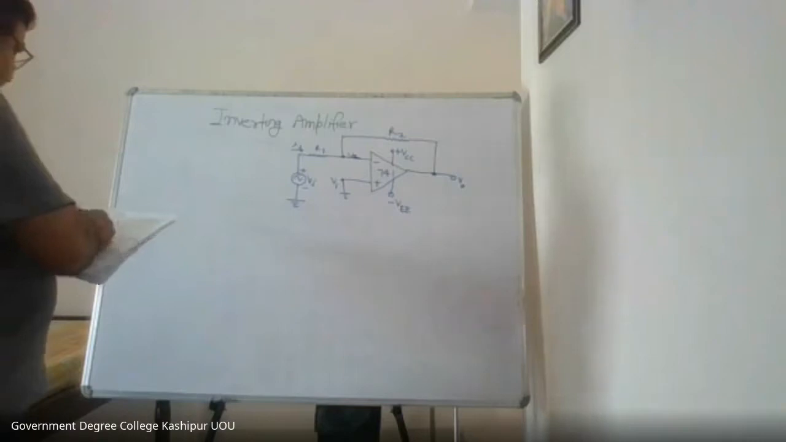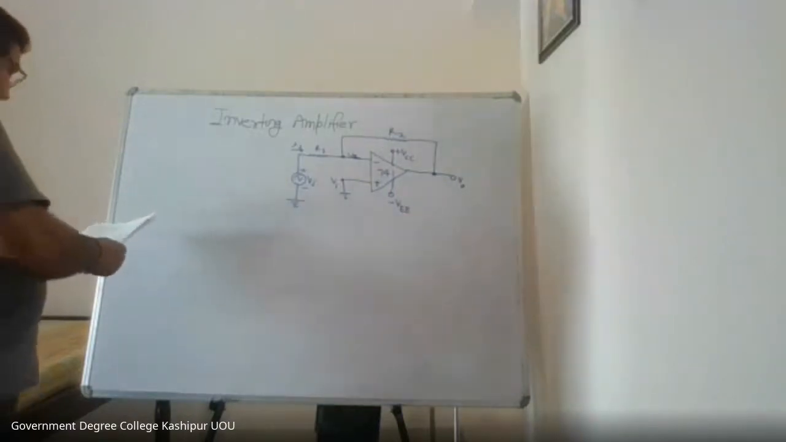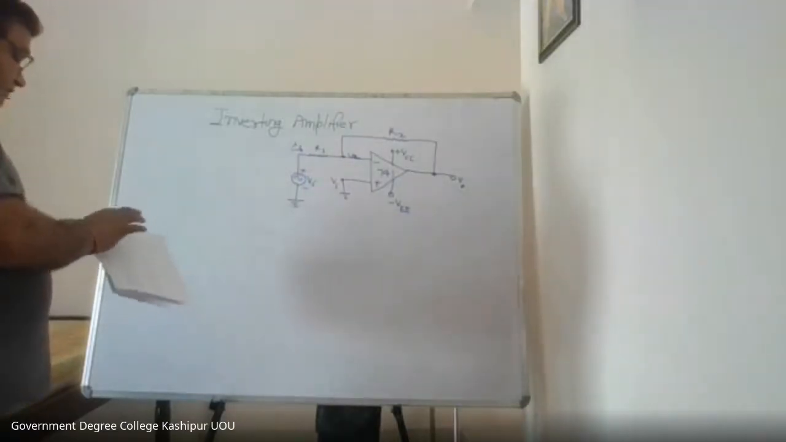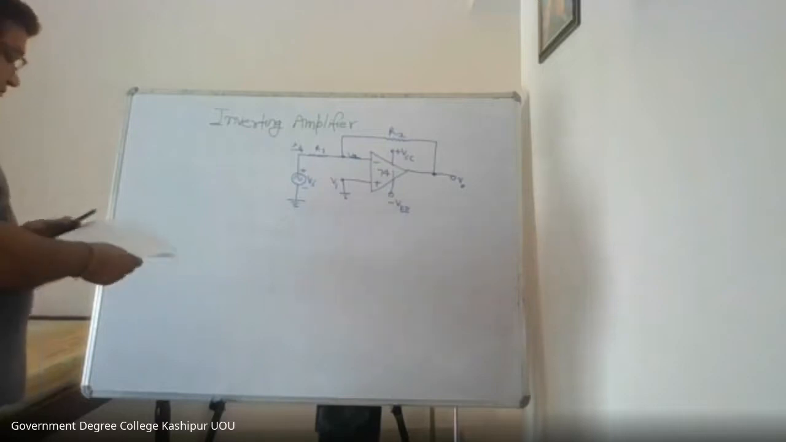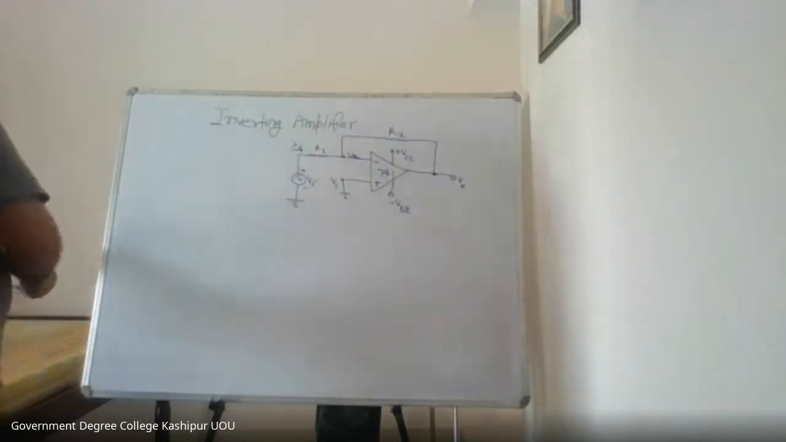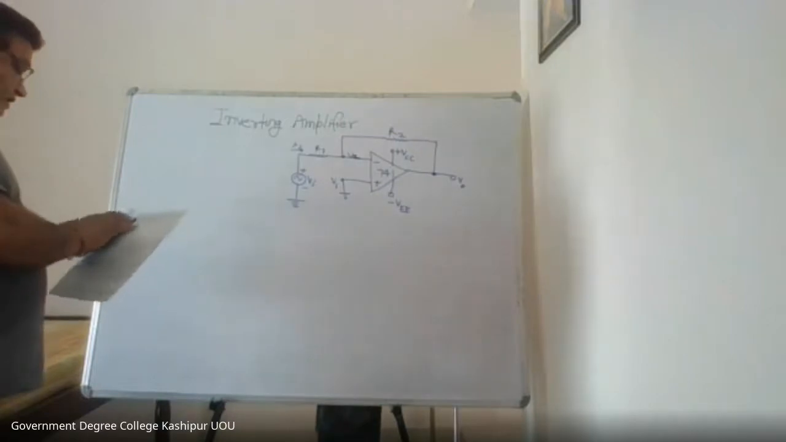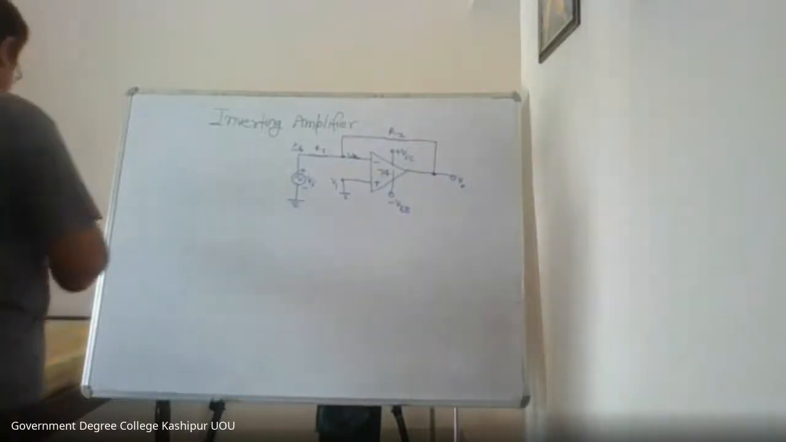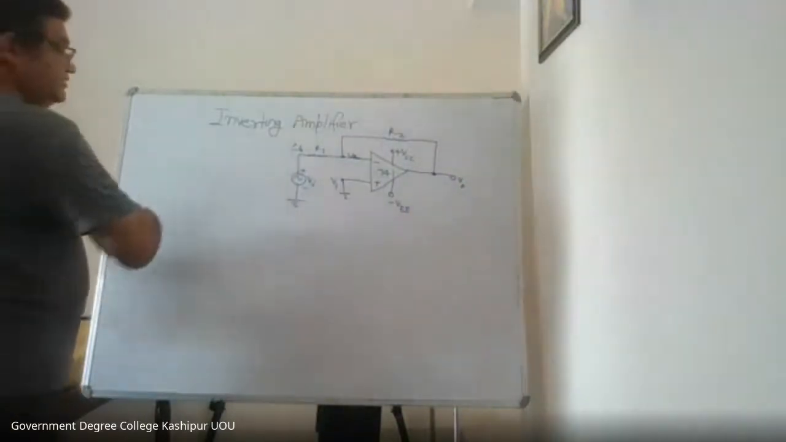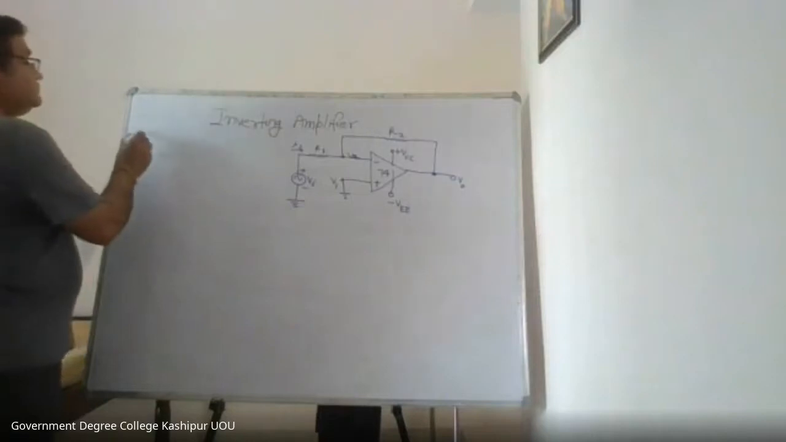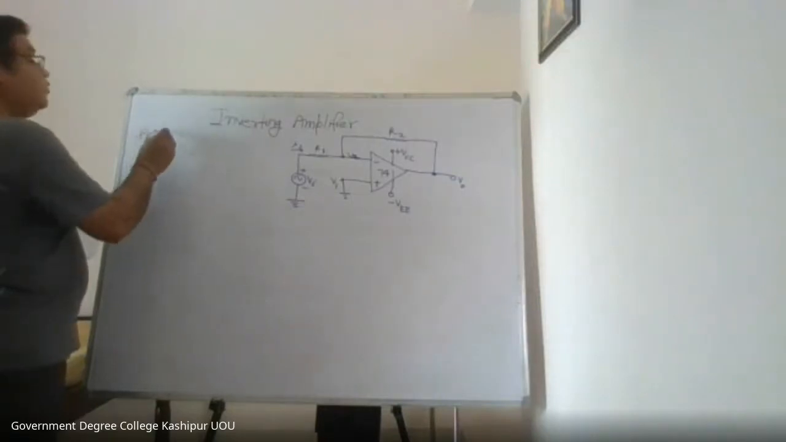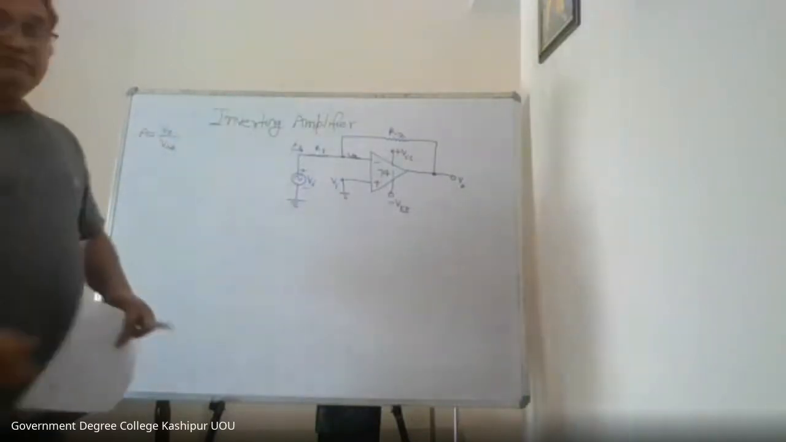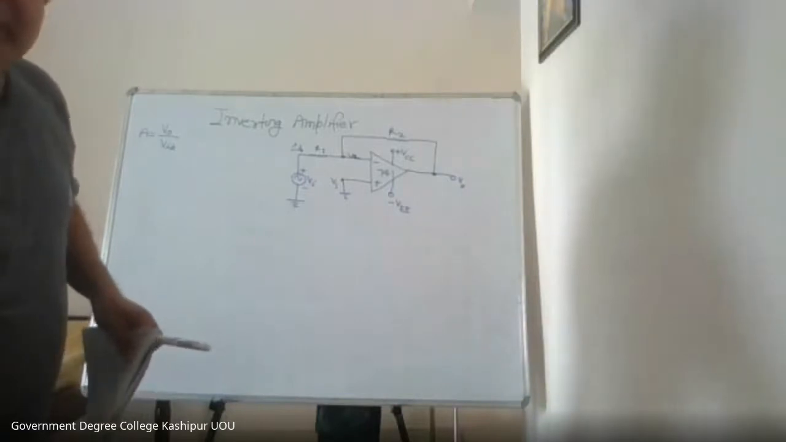Now suppose the inverting amplifier is in ideal condition. Then it will produce some finite output, which means the open loop gain will be nearly infinite. The gain of this inverting amplifier can be written as output upon input, Vo upon Vid. This is the gain of this amplifier.